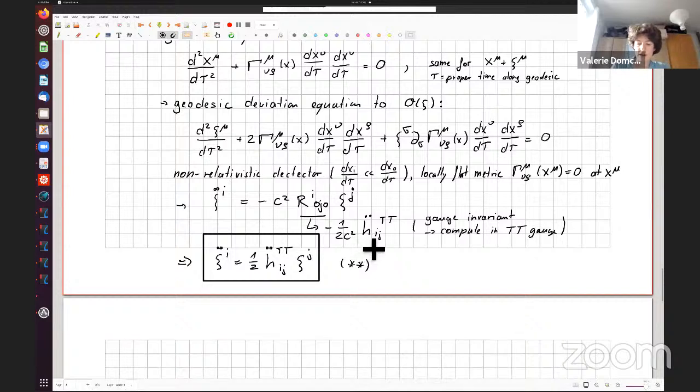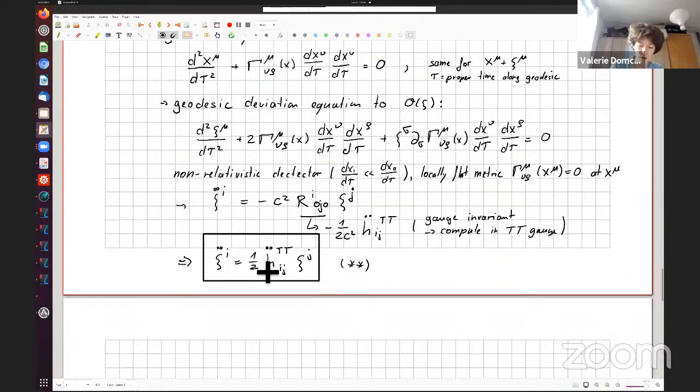Since this equation has to be gauge invariant, it's a physical quantity, we can go into transverse traceless gauge and compute. So we can make our life easier and compute this object in the TT gauge. And then this is the final equation. This tells us essentially how the motion of the particle is influenced by the presence of the gravitational waves.